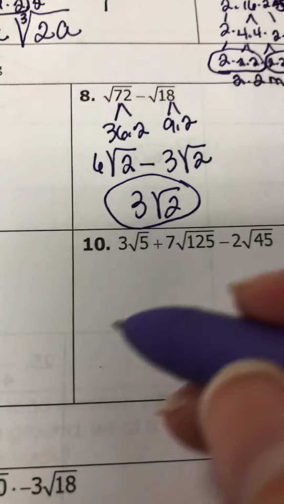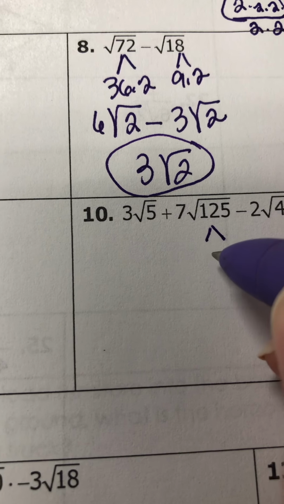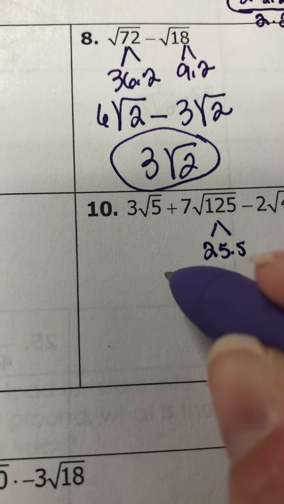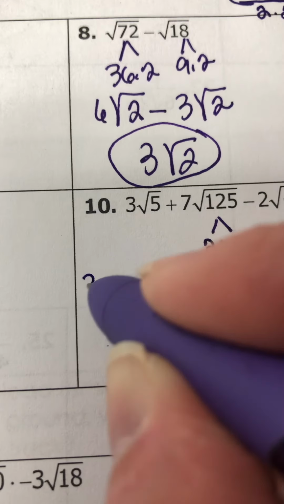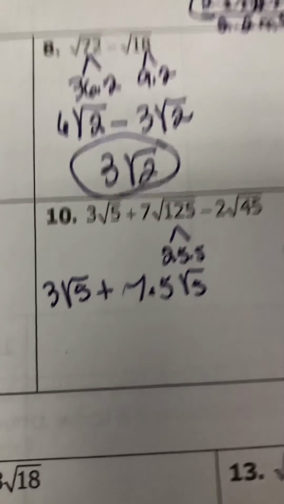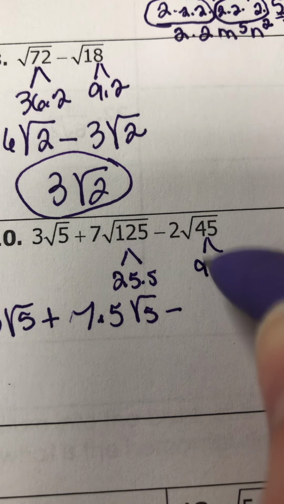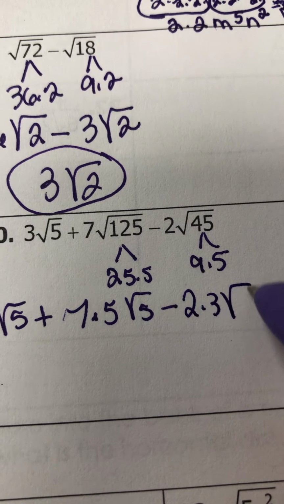Number 10, 3 square roots of 5 is in good shape. It's simplified. Now 125 is 25 times 5. So the square root of 25 is 5, so that'll give me 7 times 5 square roots of 5. Okay, minus 45 is 9 times 5. The square root of 9 is 3, so that's going to give me 2 times 3.